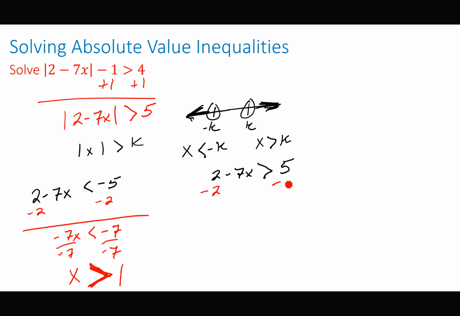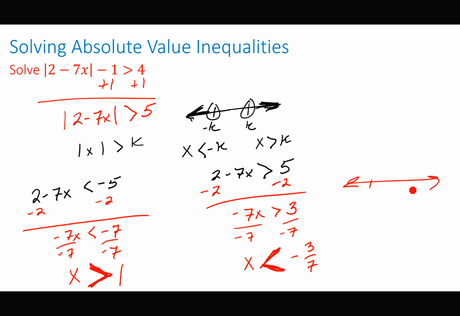This side, subtract 2, -7x is greater than 3. Divide by -7, divide by -7. I divided by it, so I know I need to reverse this inequality symbol. So I have x is less than -3/7. So this one kind of reversed itself a little bit. I have -3/7, and I want to go less than, so I'm going this way. I have 1, and I'm going this way now.